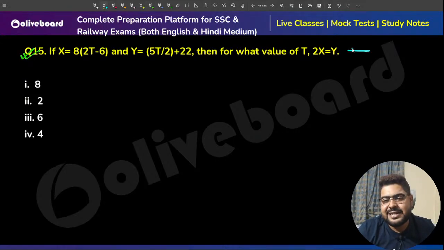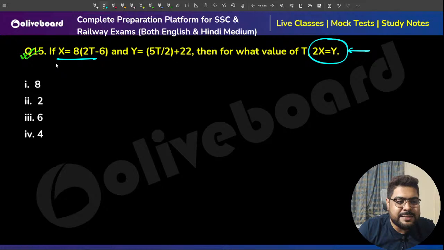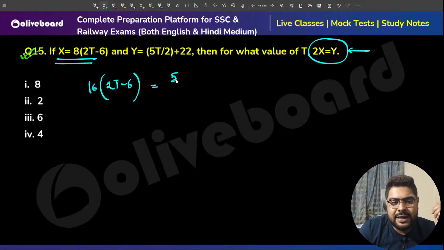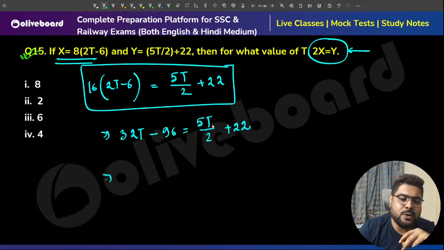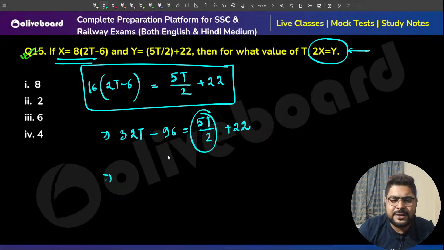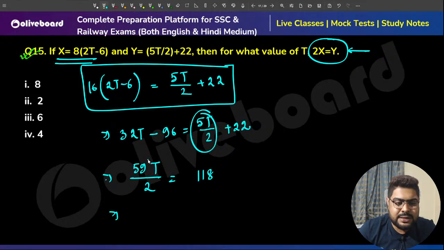This is one of the easiest questions. This is given: 2x is y. 2x means this one, 8 2s are 16 times 2t minus 6. It is equal to y, meaning 5t by 2 plus 22. Let's calculate. 32t minus 96 equal to 5t by 2 plus 22. Simply, 32 minus 2.5t, that will be 59t by 2 equal to 96 plus 22, right? You do this, it is twice. T is 4.